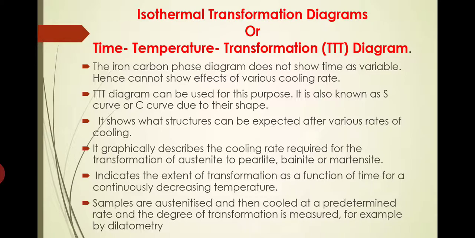So we will heat the particular specimen to be tested to a required temperature. In that required temperature, of course, the temperature will be higher than the upper critical temperature that you have studied in the phase diagram. So usually in that condition, the specimen will have the most stable form, that is austenite. Then on cooling, we will cool at the predetermined rate and the degree of transformation is measured. So finally, what structure we are obtaining, we will measure using the method known as dilatometry.